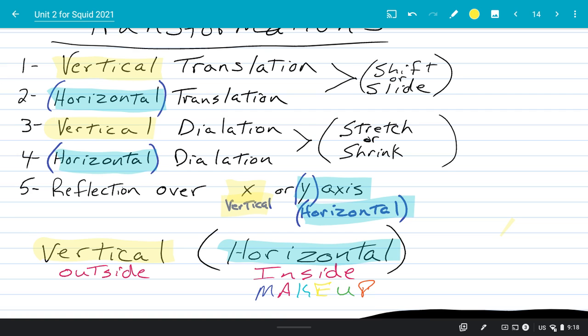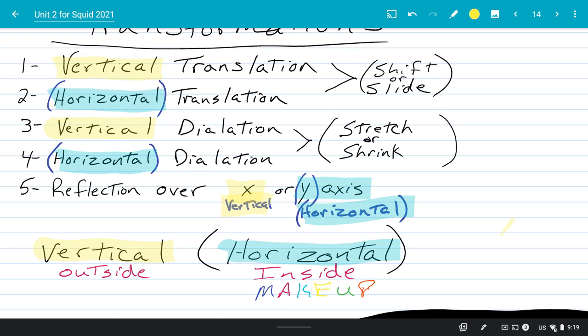So, inside, outside. Put your hands in front of you. Remember how we do X, Y, input, output, right? Let's add inside, outside, inside, outside, inside, outside. The first thing I want you to know is any transformation that happens inside a set of parentheses is going to be a horizontal transformation. Any transformation that happens outside of a set of parentheses is going to be a vertical transformation. That's the number one thing I want you to get out of this.